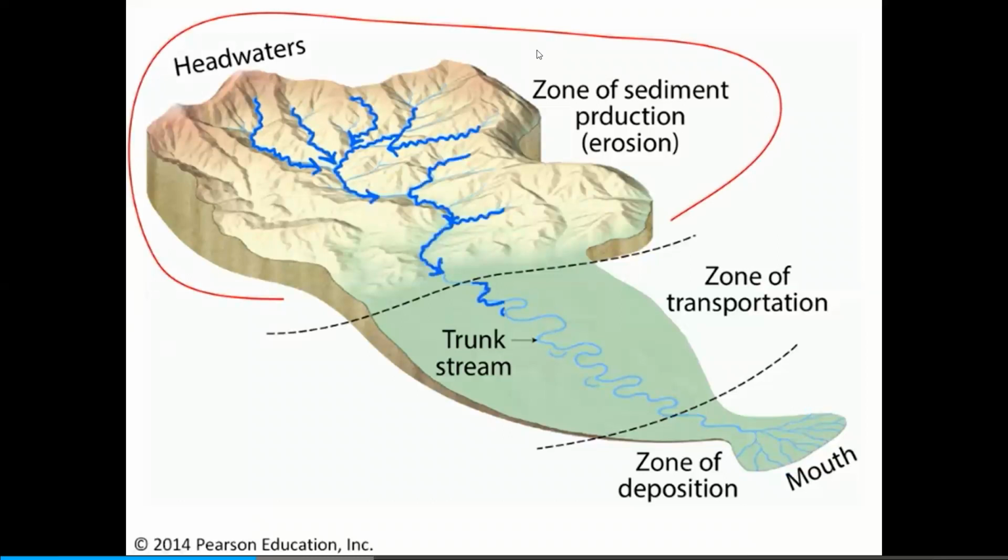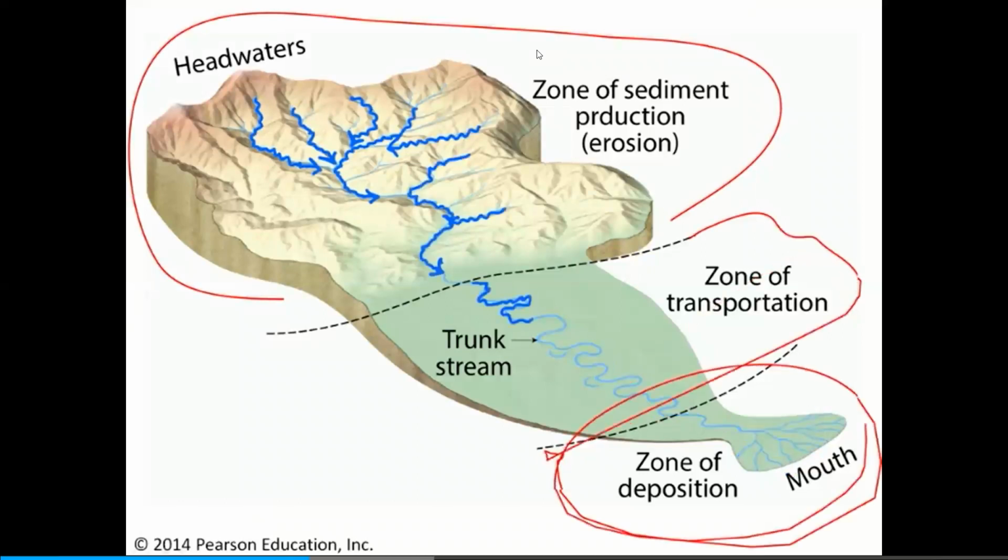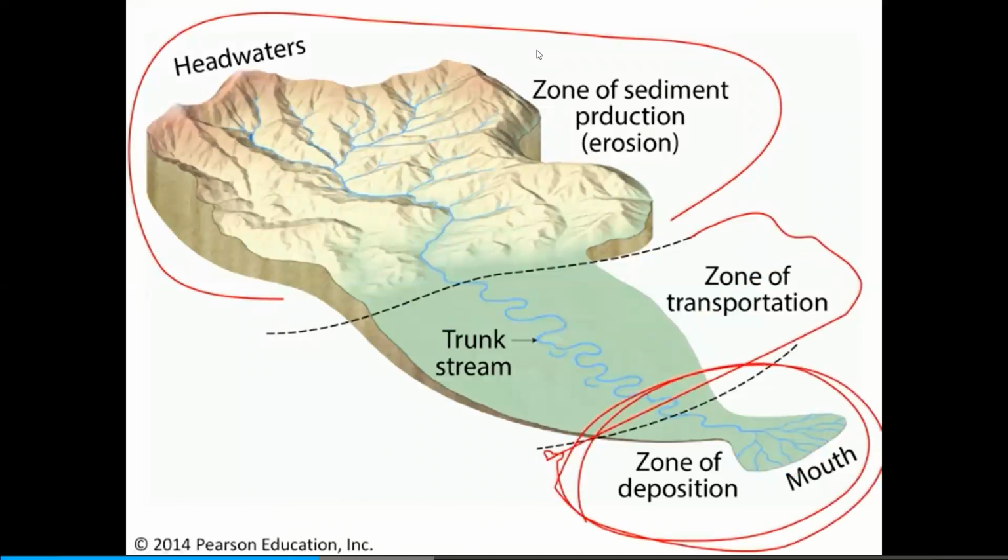There'll be another zone further downstream, which is the zone of transportation. That's where you have a proper trunk stream. That trunk stream may show meandering, and then eventually it gets down to where it finally ends up in the sea or whatever its final destination is. And that, of course, is where the sediment gets dumped. It's the zone of deposition, and we refer to that as the mouth of the stream.